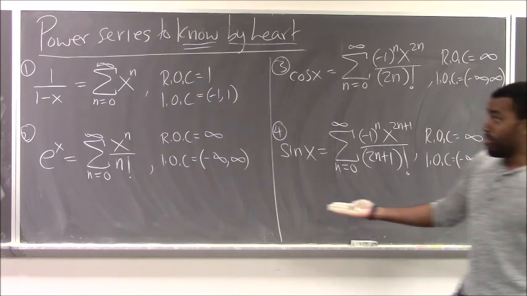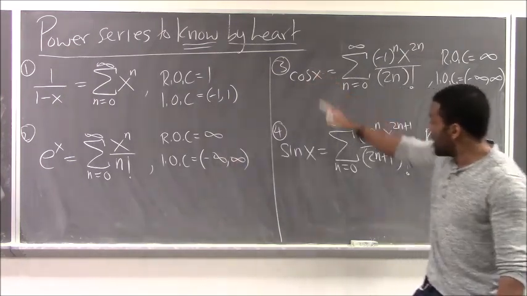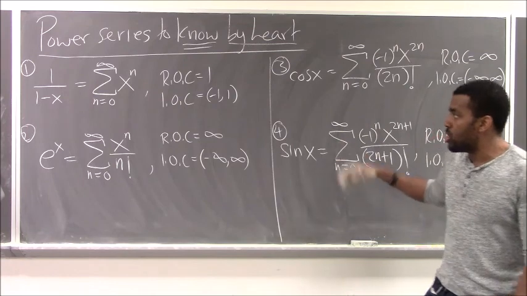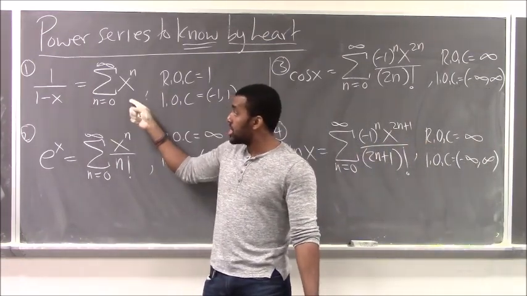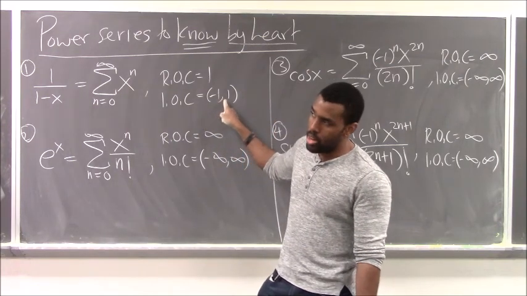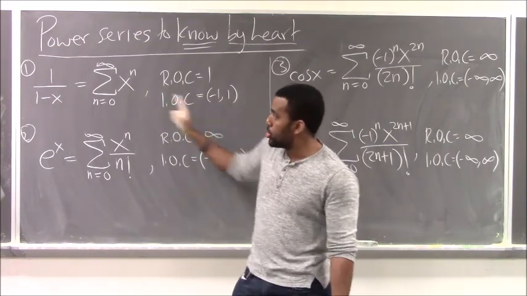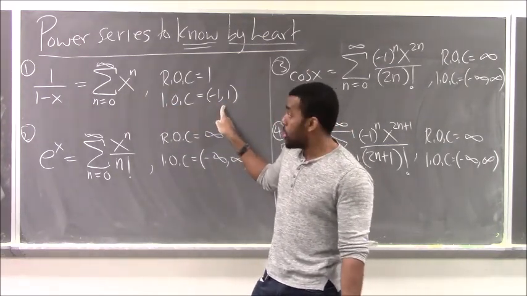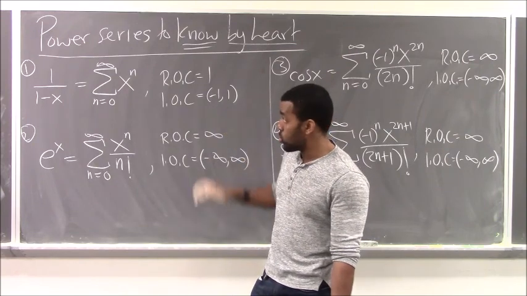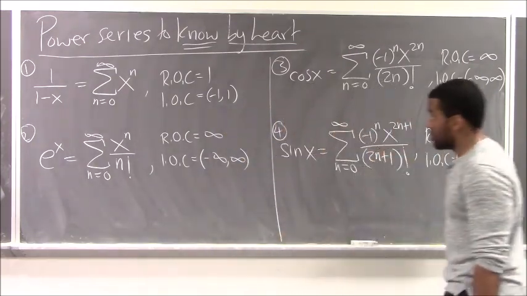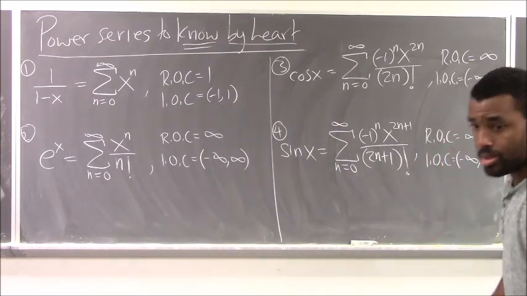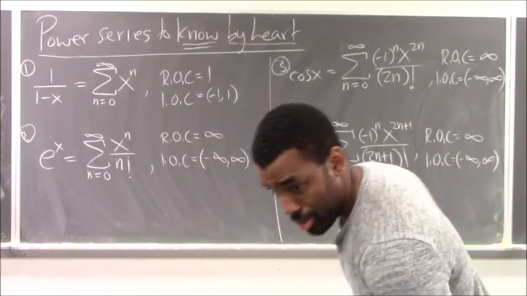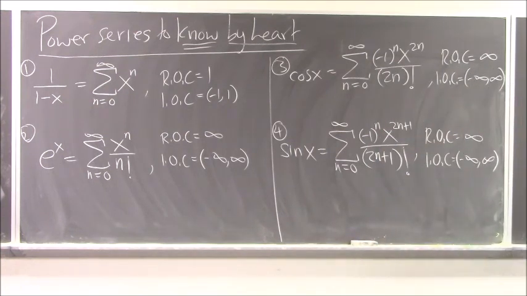Now, it's easy for e to the x, cosine of x, and sine x. Any x can work, you don't have to worry about it. However, if you're representing 1 over 1 minus x by this series, it does not work everywhere. You should know that that's only true if the absolute value of x is less than 1. That is just something we know now. So take a picture of that, write it down.